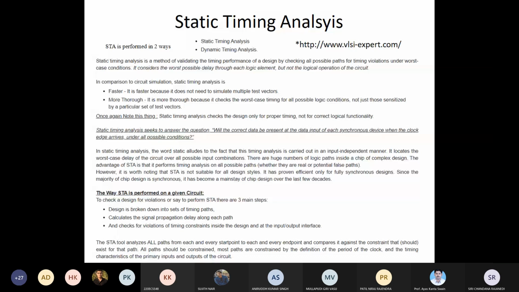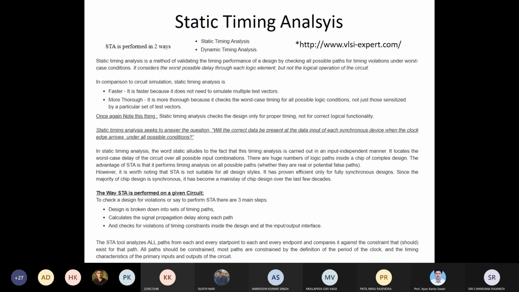Okay, so I have told you in previous classes there are two types of timing analysis. One is called static timing analysis. STA is performed in two ways. I have written it, but it has to be corrected. It's something like timing analysis is performed in two ways: one is called static timing analysis, followed by dynamic timing analysis.